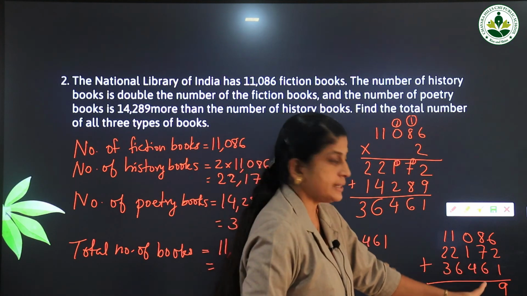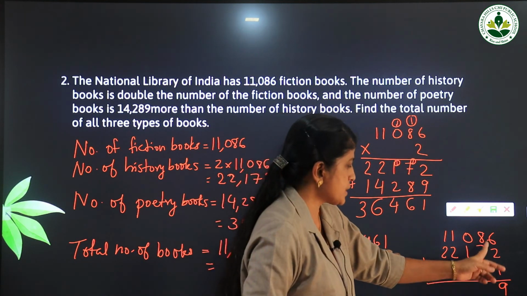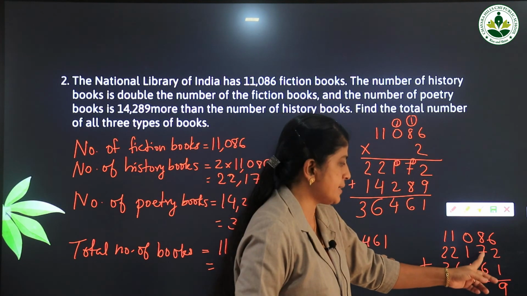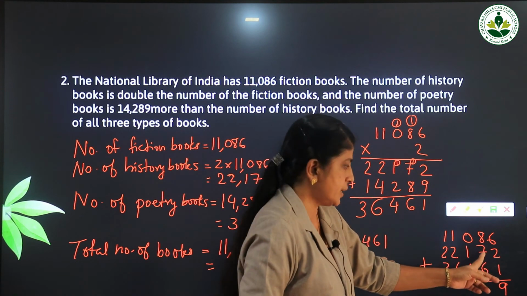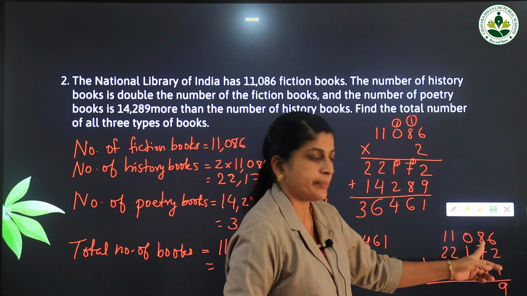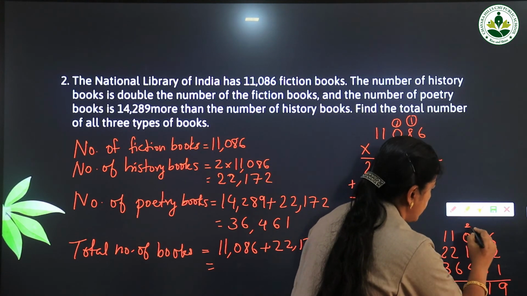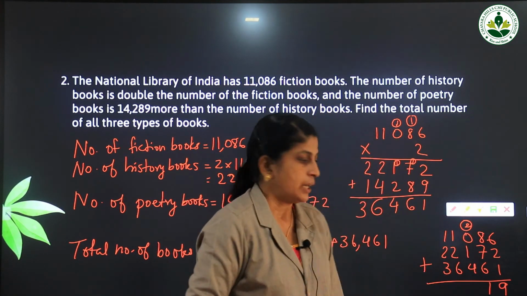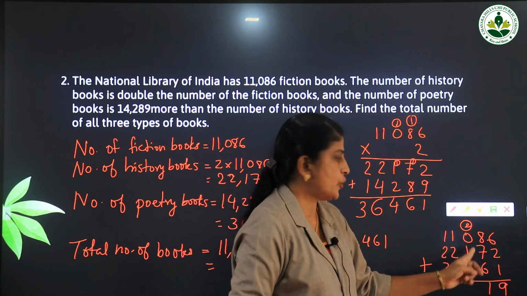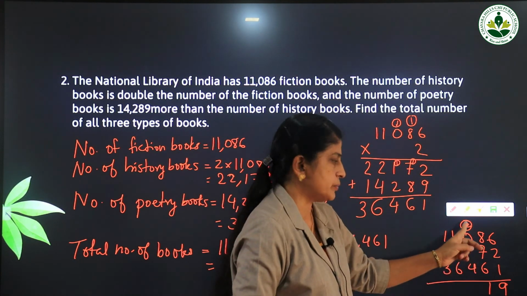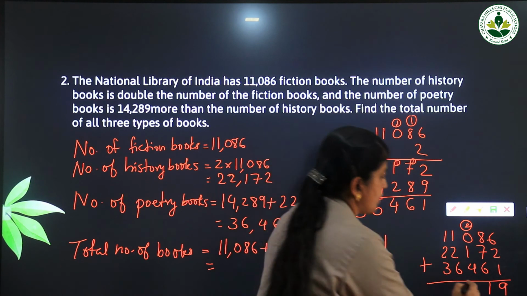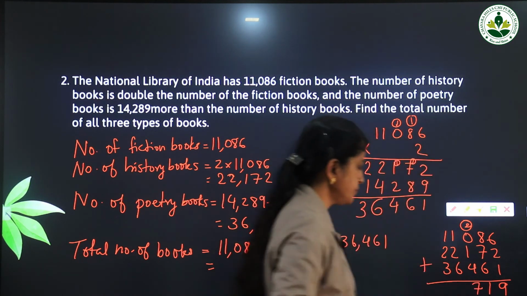Then add the digits in the tens place. 6 plus 7. 6 plus 7 is 13. 13 plus 8. 13 plus 8 is 21. Write 1 here and the remainder 2. Then 4 plus 1. 4 plus 1 is 5. 5 plus 2. 5 plus 2 is 7.